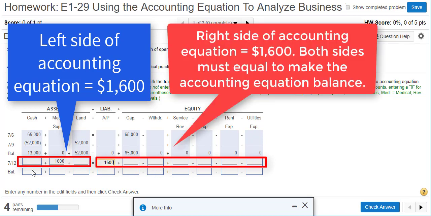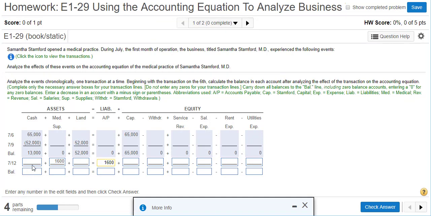Now, we have to figure out our new balances. So to calculate my cash account, I'm going to take the 13,000, which is the previous balance, plus 0 gives me 13,000. The new balance of medical supplies, I had 0. I'm going to add 1,600, gives me 1,600. Land, I had 52,000. I did not buy any more. Still have $52,000 of land. AP had 0. I had 0 debt. I have $1,600 more debt because I bought it on account.